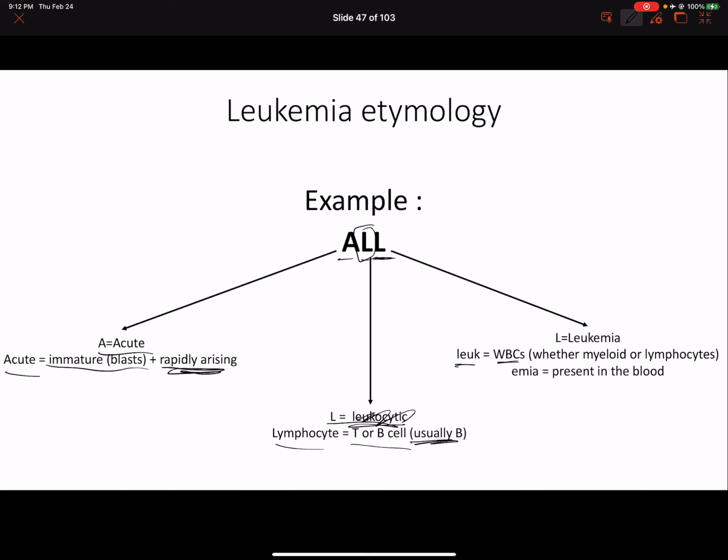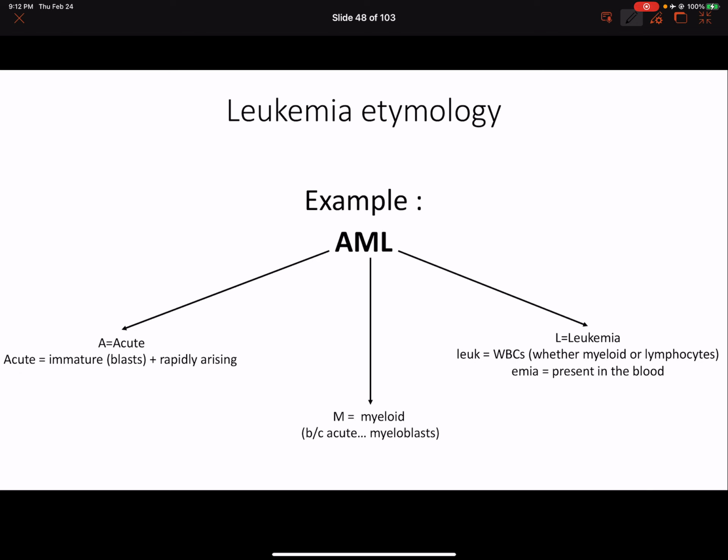Leuk just means white blood cell. Again, this can be myeloid or lymphocytic. And then emia just means in the blood. So again, acute, rapidly rising blasts. Now we have M for myeloid. So this will be myelo, and specifically blast because it's the acute version. And then again, of course, leukemia, they all have this.